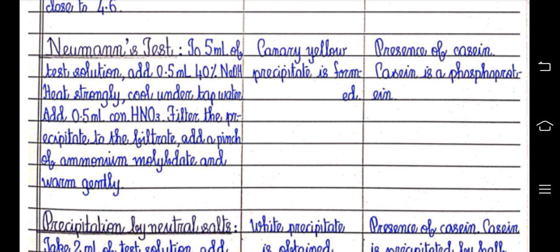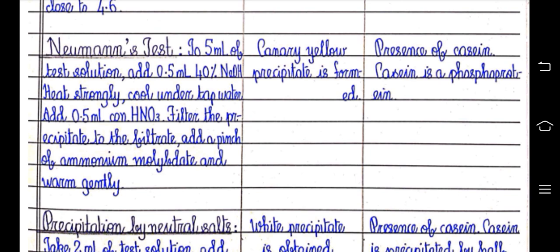How to perform Newman's test? Take the solution, add 40% NaOH, heat it. To 5 ml of test solution, add 0.5 ml of 40% NaOH, heat strongly and cool under tap water, add 0.5 ml concentrated HNO3. Filter the precipitate. To the filtrate, add a pinch of ammonium molybdate and warm gently. Don't forget to add ammonium molybdate. What is the result? Canary yellow precipitate.